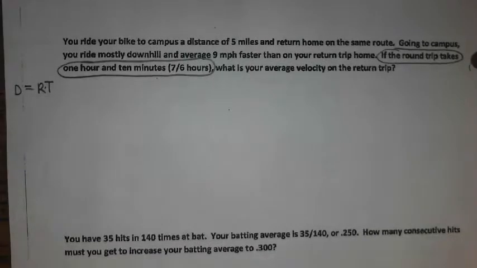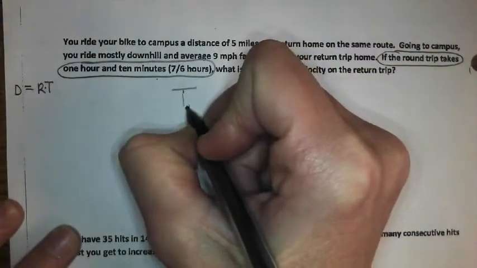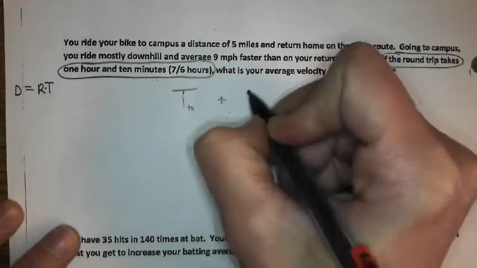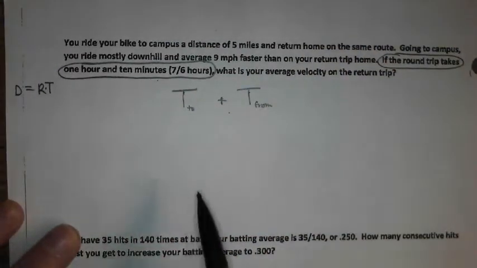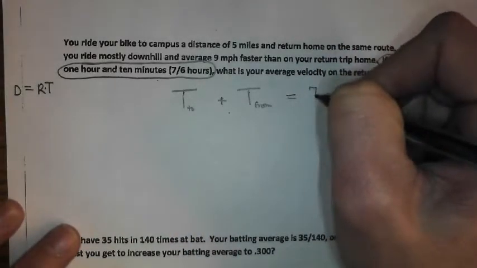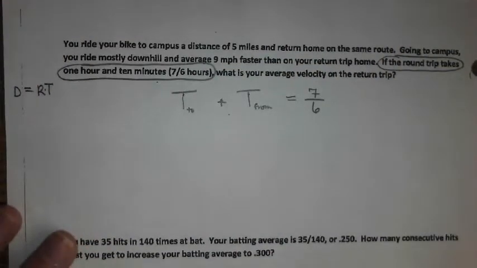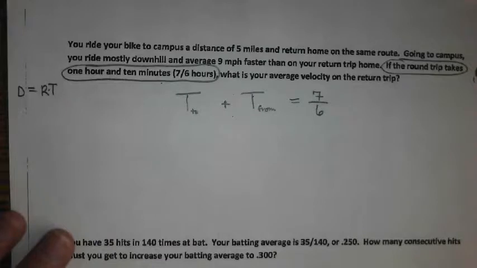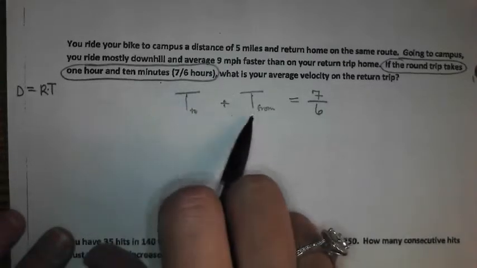Okay? So the total time. So the time to campus plus the time back from campus, so your to trip and your return trip, your total time is 7/6 hours. Does that make sense? Your time to campus plus your time from.